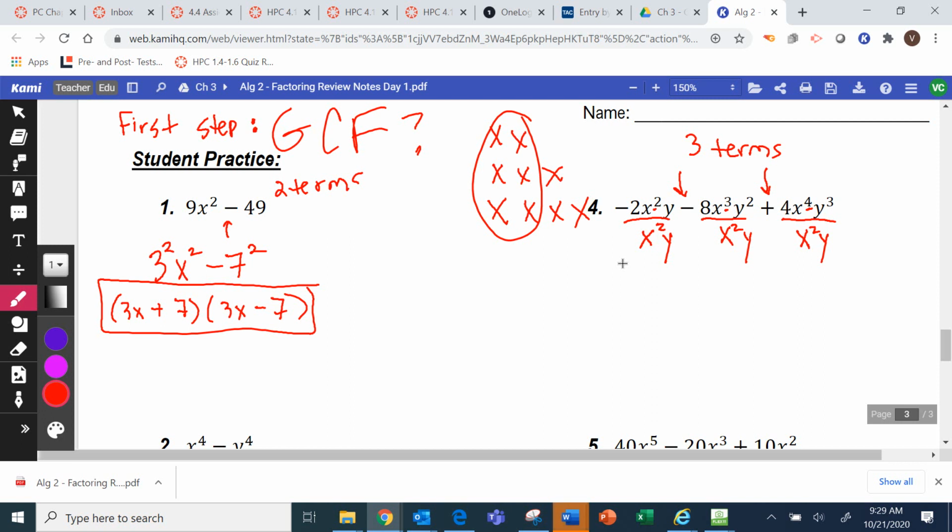All right, so we're going to take out a -2 from each of these, and we're going to put it in front. -2x²y. And we're going to see what's left over.